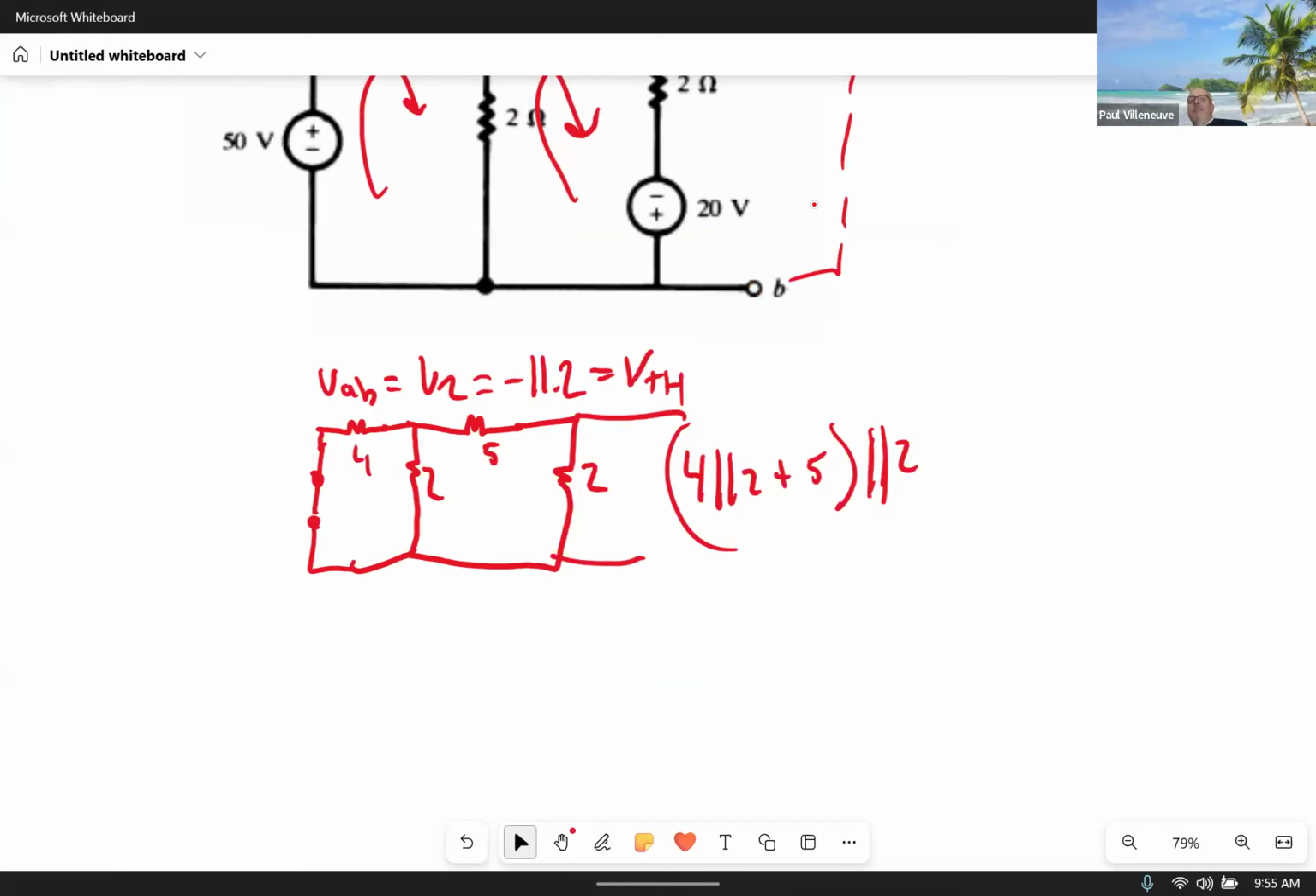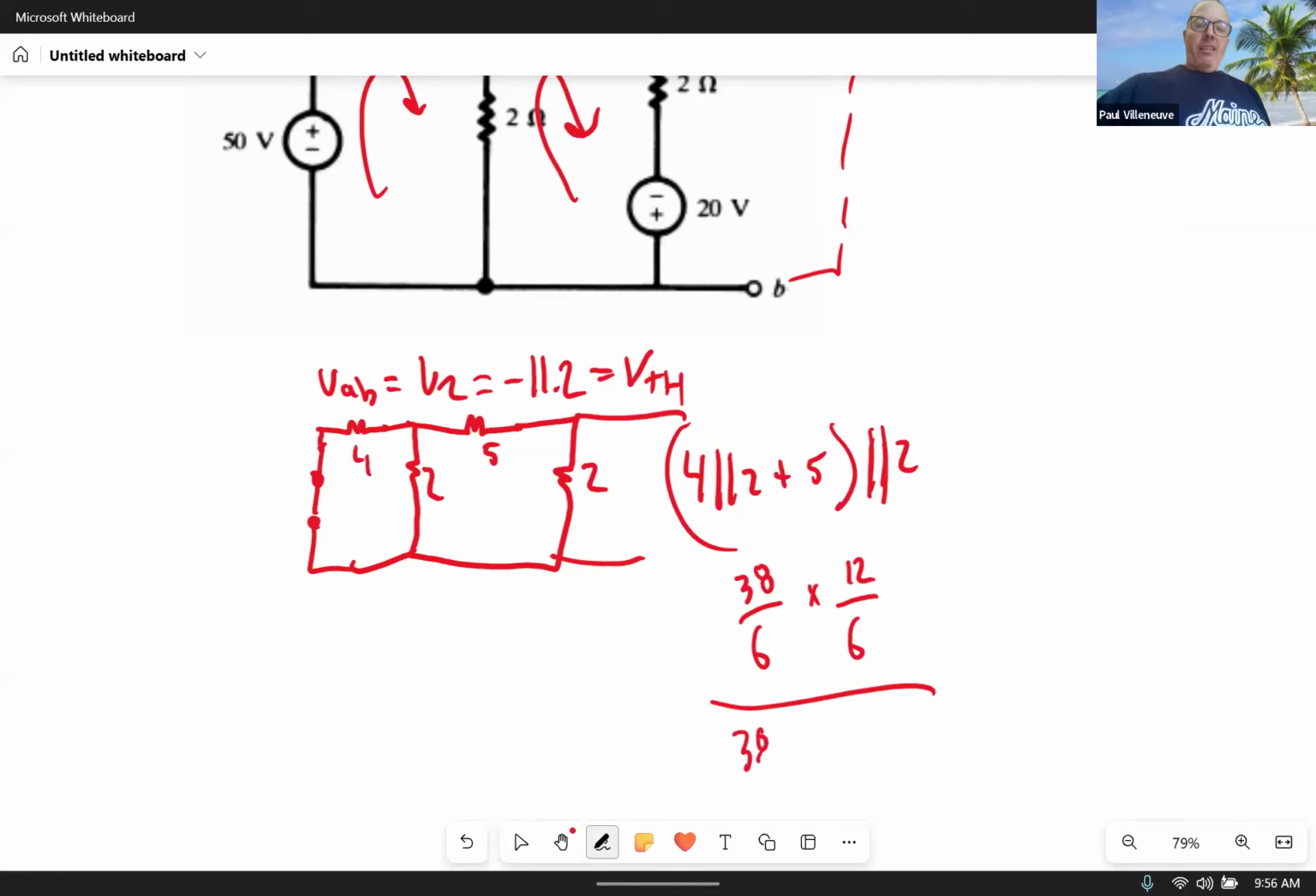So product over sum, we have 8 over 6 plus 30 over 6. It's 38 over 6. You all agree with that? That's in parallel with 2. So let's see, that's product over sum. So that's going to be equal to 12 over 6 all over 38 over 6 plus 12 over 6.